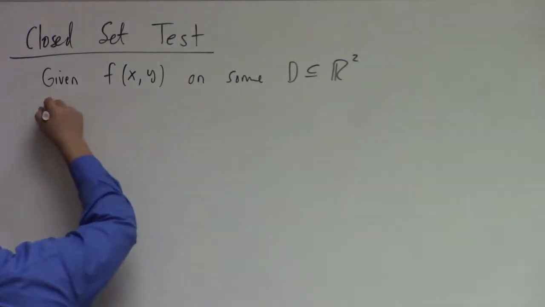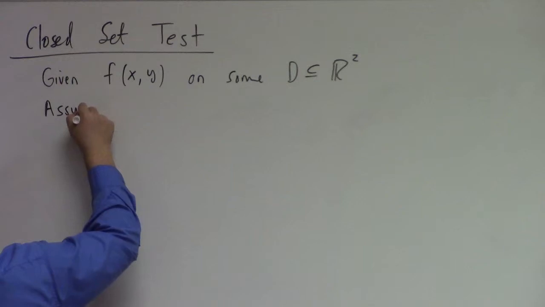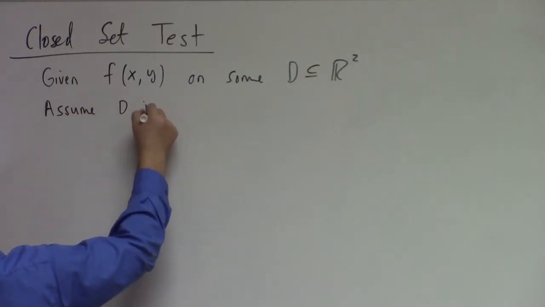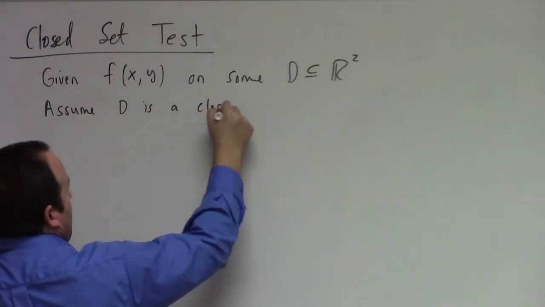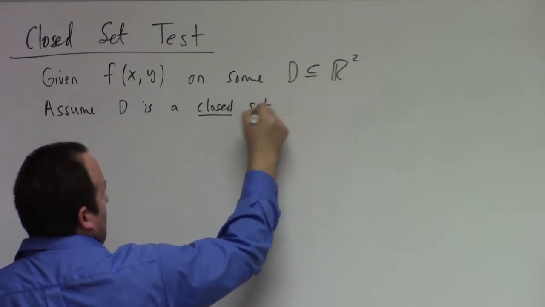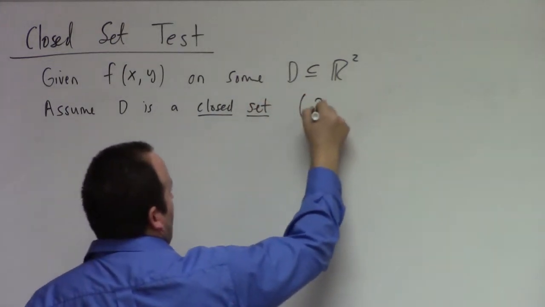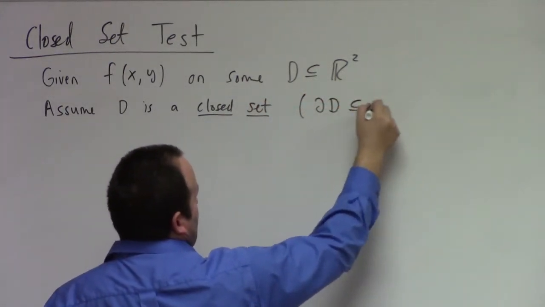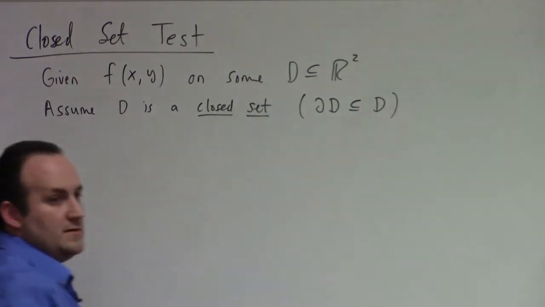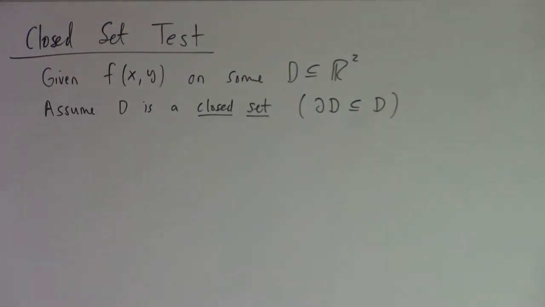Here we're assuming I'm going to assume that D is a closed set, which just basically means that the boundary of D is a subset of D for us, okay? It has edges, all right? The edges aren't fuzzy.